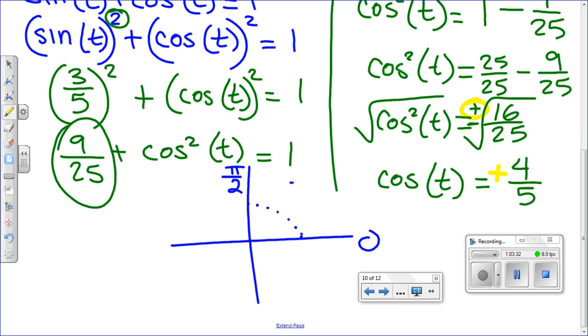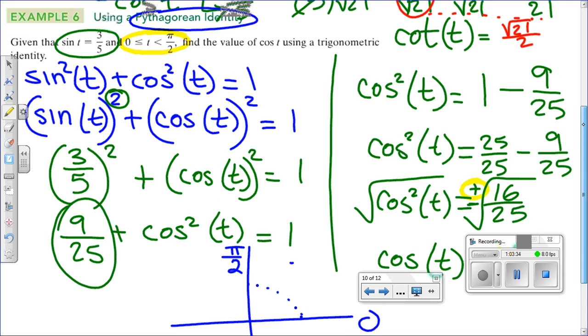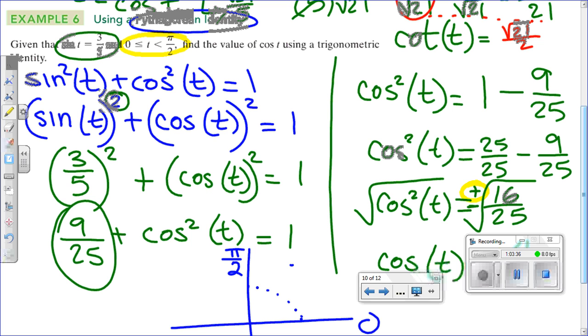Only because they wanted the angle, and the questions, you know, they're very picky about that. They want the angle to be in between there. If they had said we want the angle to be in the second quadrant, then you would have taken the negative root instead.